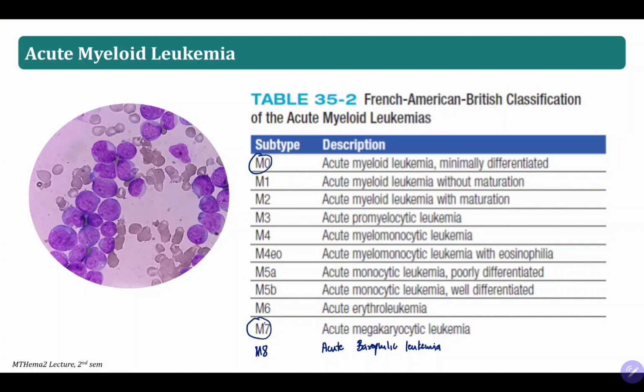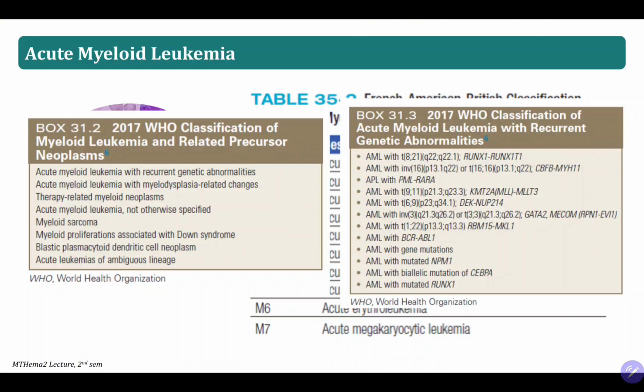And also, FAB is already an old classification. Hindi pa tayo buhay lahat. Meron ng FAB. Okay, so hindi na siya na-update. Unlike with your WHO. Ito naman si WHO. Okay, in our current edition for Rodak, ang current update niya is 2017. Okay, ito yung mga yon.